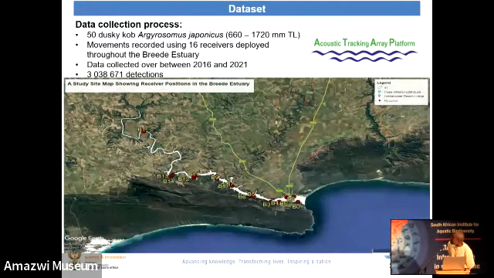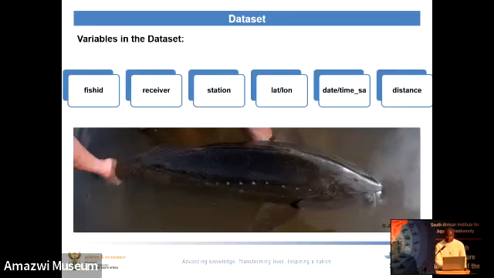In our data set, 50 dusky kob were tagged, and their movement was monitored by 16 receivers that were deployed in the Breede estuary between 2016 and 2021. Together these fish amassed more than 3 million detections. In our data, there were various variables which include fish ID, the receiver, and the station, the latitude and the longitude of the station, and the corresponding date and time of the detection. And we also have the distance.